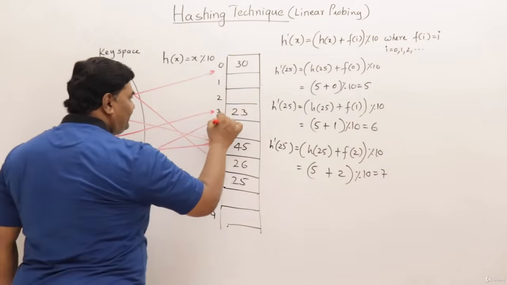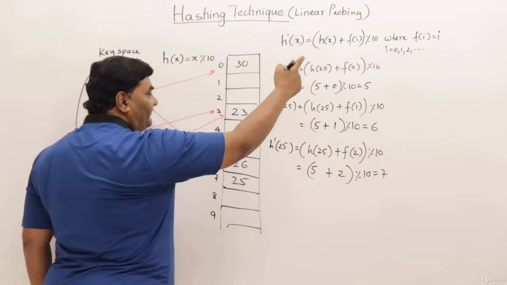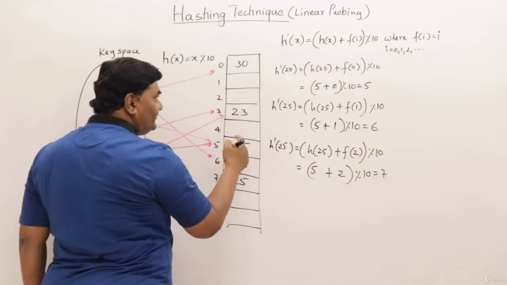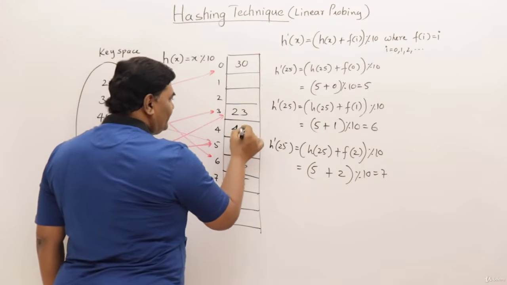43 is mapped here. There is a collision, so we use that same function. F of I with value 0, there is a collision. Then calculate with I value 1. Next place, yes, it is free. So store 43 here.